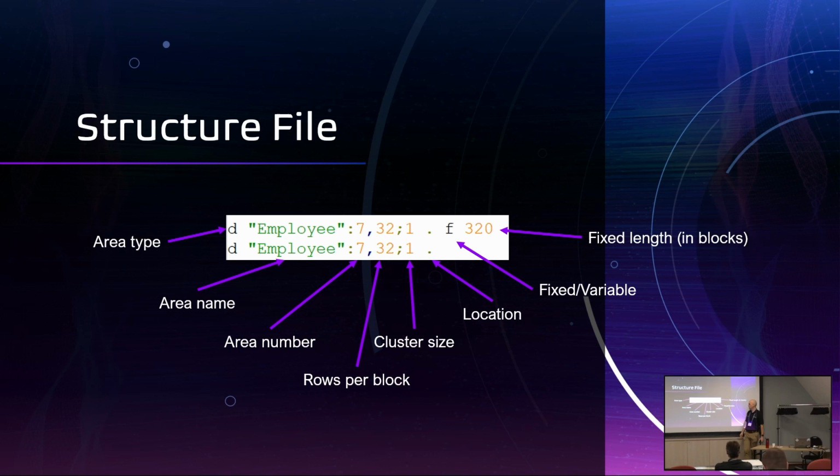So you've got the area number 7 and then a comma. And then you've got this number here, 32, which is the rows per block. That's essentially, in basic terms, telling the database engine how many rows of data can go into each block on disk. And you've also got a cluster size of 1. If you see a cluster size of 1 in your database, then that means red flag straight away, that those are what we call type 1 storage areas, which are legacy type storage areas. More on that shortly, but we want to have type 2 storage areas.